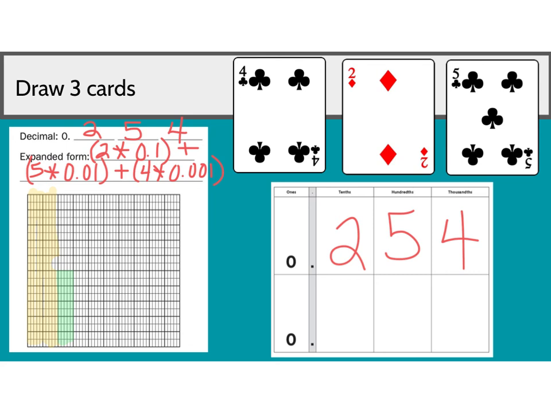All right, and then we're going to move to that thousandths place, and we have a 4. So we're going to very carefully color 4 of those teeny tiny little rectangles. And there you have it. We've represented that decimal in standard form, expanded form, and using our grid.